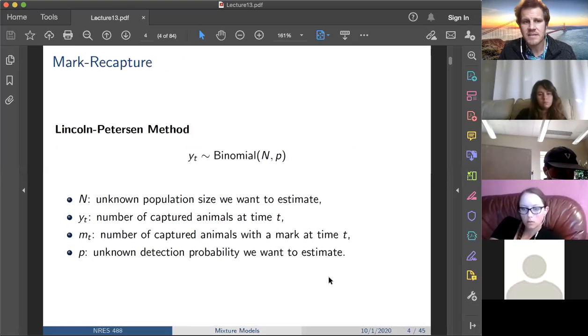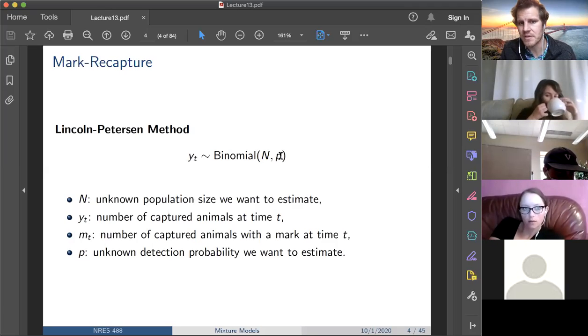And we talked about last time, the very simple mark recapture model was the Lincoln-Peterson method, where we assume the number of animals we capture, Y of t, comes from a binomial distribution with some true population size N. We don't know N, but we want to estimate it. And detection probability P. We can't capture all individuals when we go out and capture them, it's simply impossible. So we have to estimate about how many of the population we capture on average.